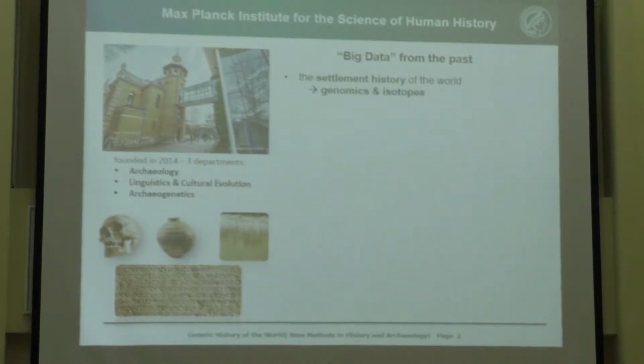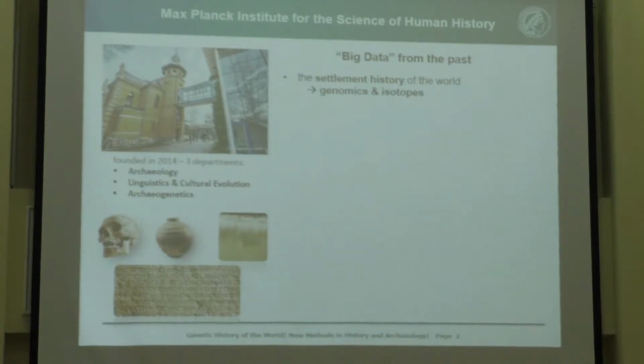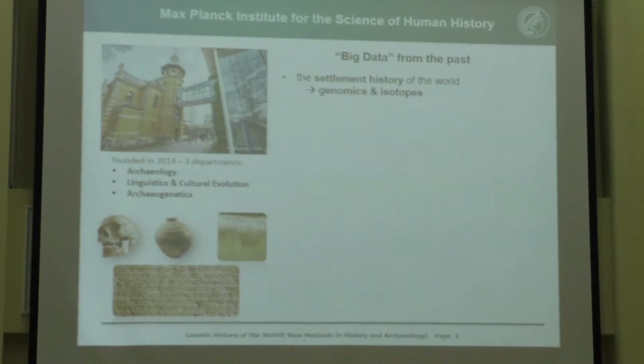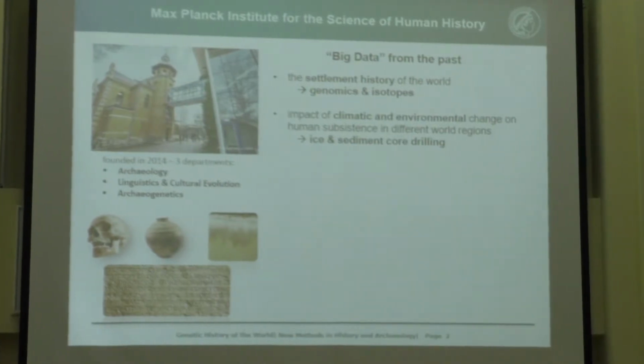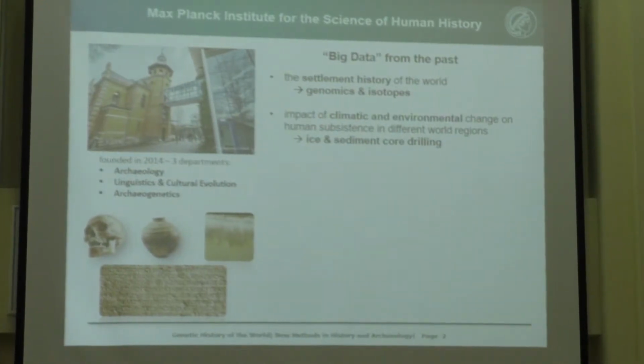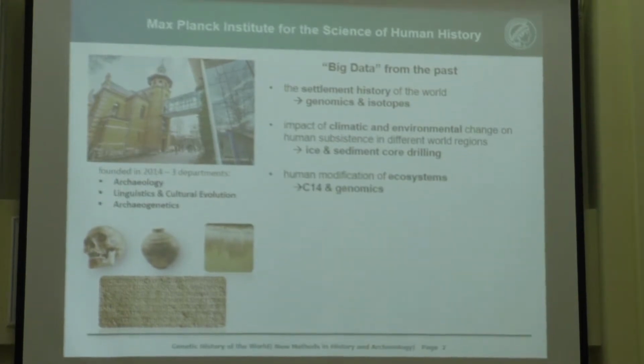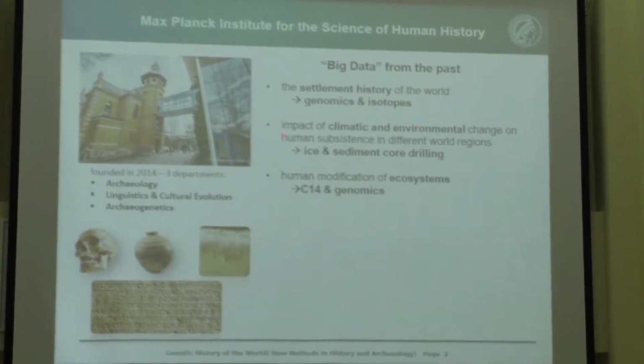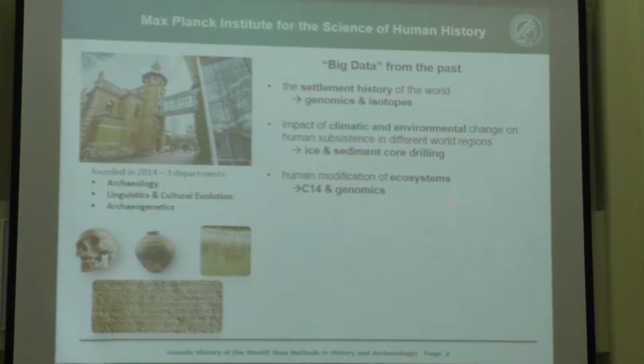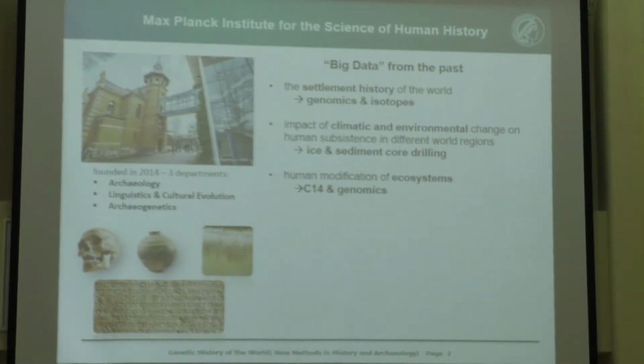So we can then, for example, answer questions about the history of populations. This is what I will mostly talk today about, using, for example, genomics or isotopes. We can ask how humans impacted the environment. So how the climate changed, but also what was the impact of the human population on the environment, using, for example, sediment cores or ice cores. We can also see how humans modified ecosystems. So by, for example, using genomics or radiocarbon dating.